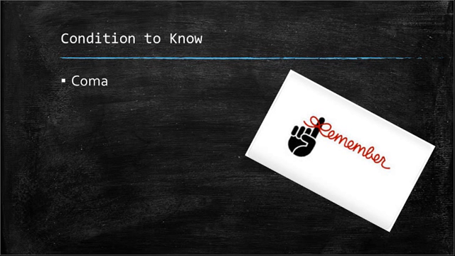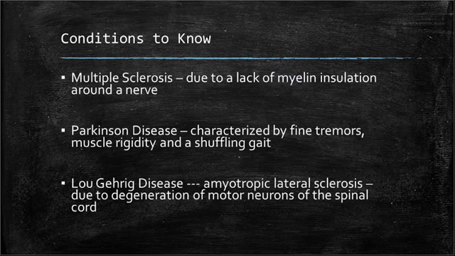And actually, I lied to you. There's a couple more conditions beyond that one on the next slide, so let's look at those. Multiple sclerosis, Parkinson's disease, and Lou Gehrig disease. Let's talk about each of these. So multiple sclerosis. This is due to a lack of myelin insulation around a nerve.